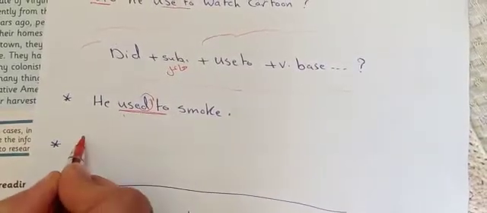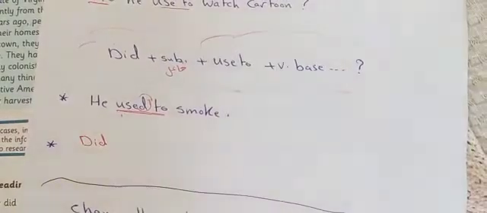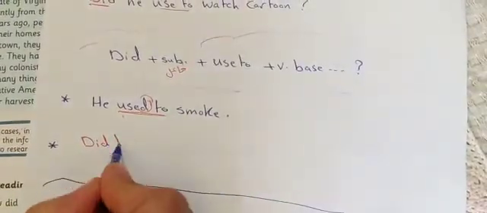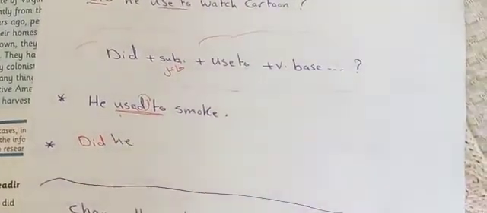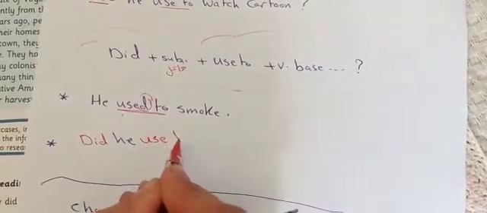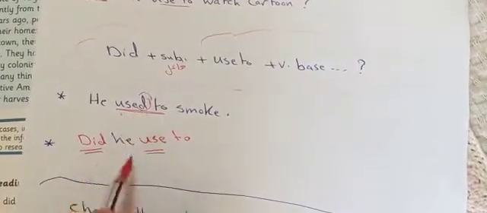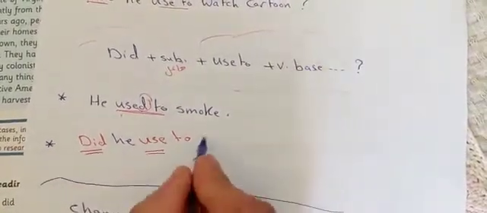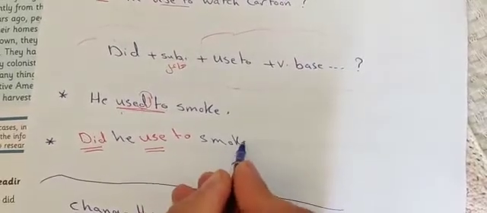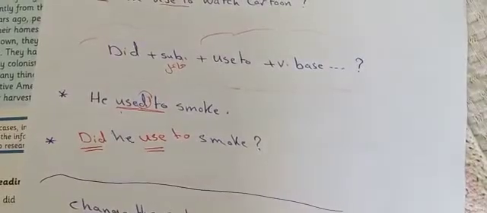How do you form a question? We use did. Begin with did, followed by the subject, he. And what? The base form of use to. With did we must follow it with a base verb, so I removed the D. Did he use to smoke? Did he used to be accustomed to smoking? Okay. So this is my question.